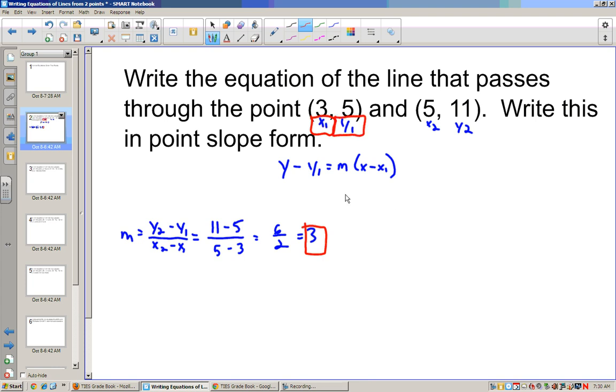So now we can write our equation. y minus my y1, which is 5, is equal to the slope, 3, times x minus x1, which is 3. And this is my equation in point slope form. Great. Hopefully you understood that.